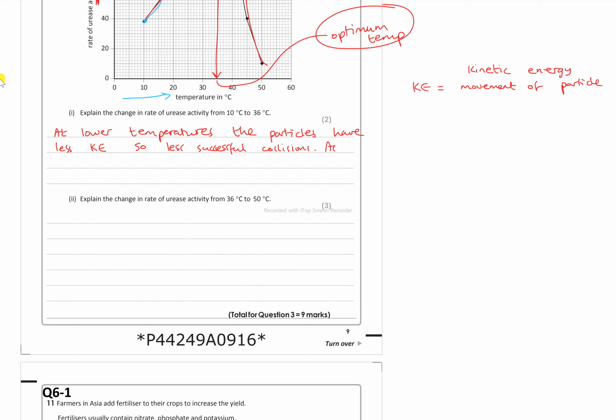As temperature increases, the kinetic energy increases. So you have more successful collisions per unit time.